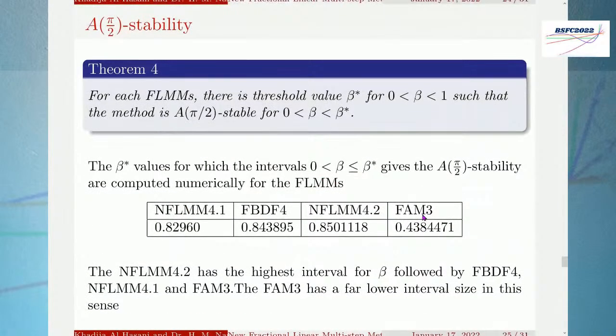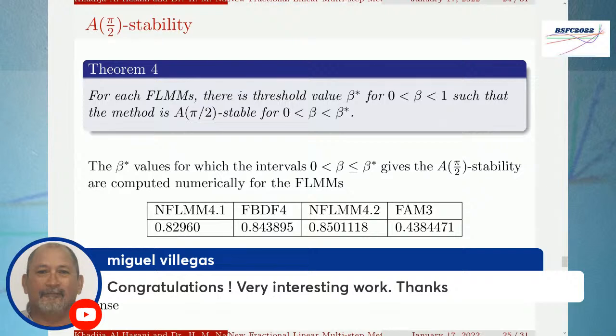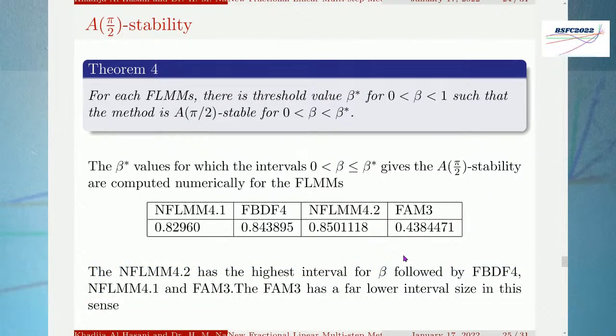For the A pi over 2 stability, we give this theorem, which says that for each fractional linear multi-step method, there is a threshold value beta star, between 0 and 1, such that the method is A pi over 2 stable for this interval. So we compute this threshold value beta star for each fractional linear multi-step method, and we can see that our method has the highest interval of beta, followed by the fractional BDF and the other new fractional linear multi-step method. And we can see also that the fractional Adams-Moulton method has a lower interval size in this sense.